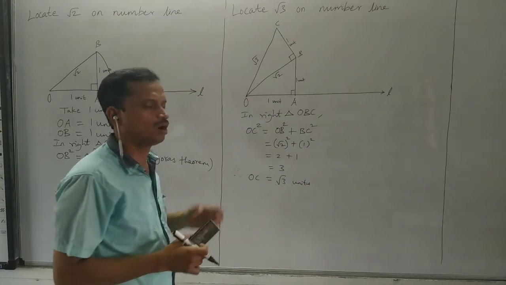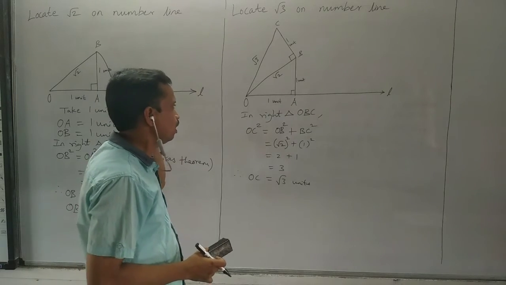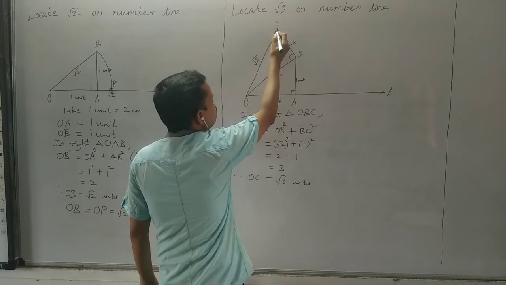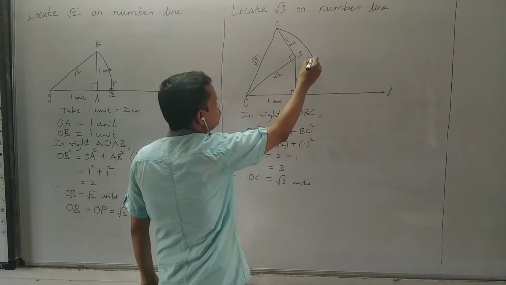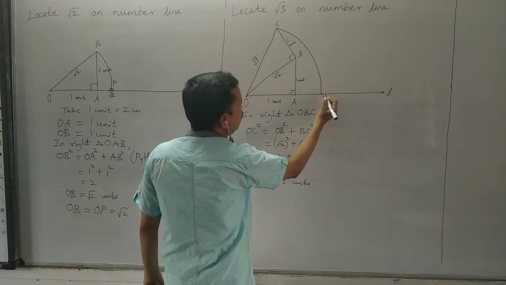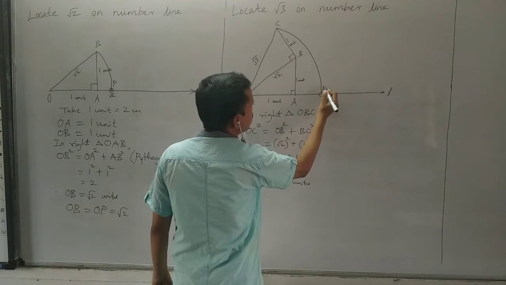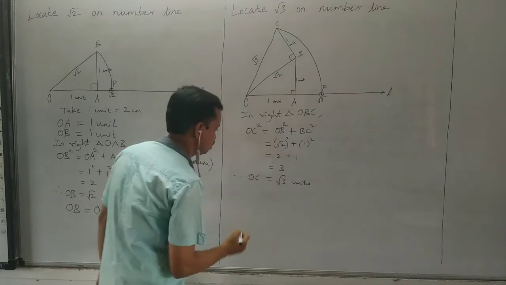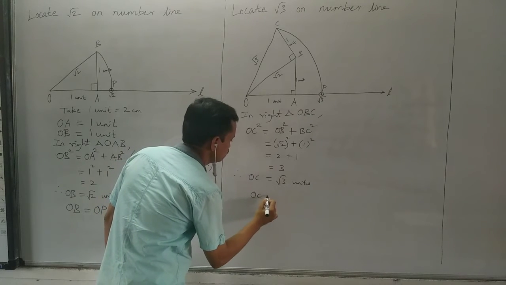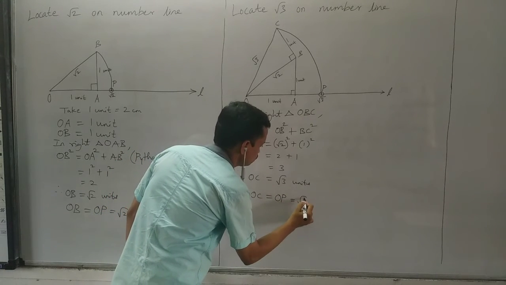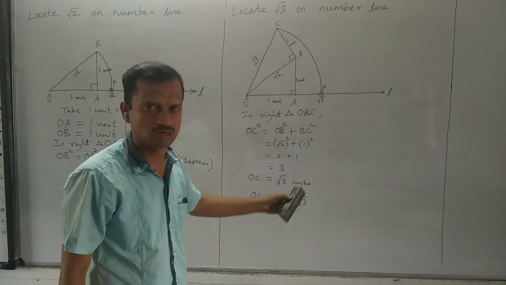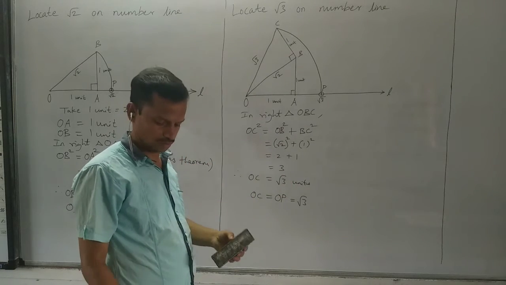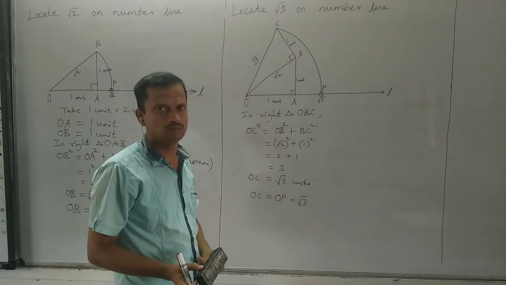So, we take the compass pointer and keeping O as center, OC as radius, you draw an arc. Like that it will come, and mark this point as P. Now this is the location of root 3 on this number line. So OC is equal to OP, that is equal to root 3. Is it clear, children? If you see this repeatedly, you will definitely come to know it clearly.